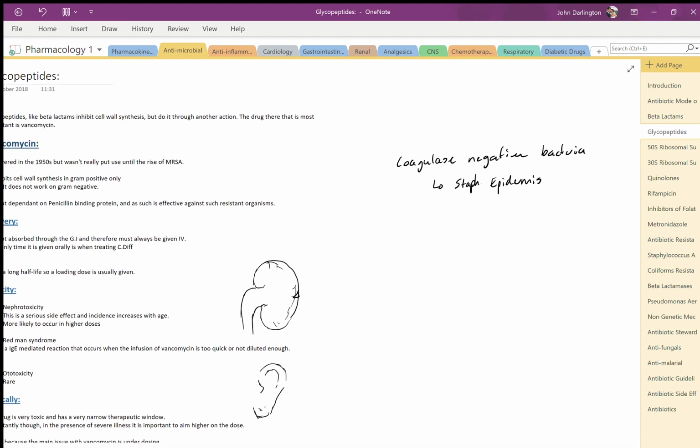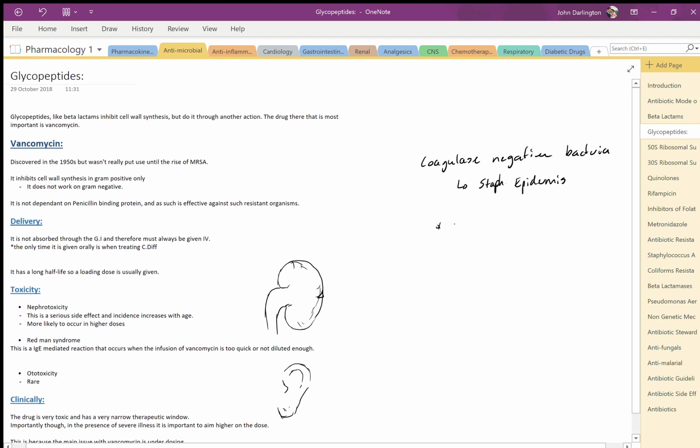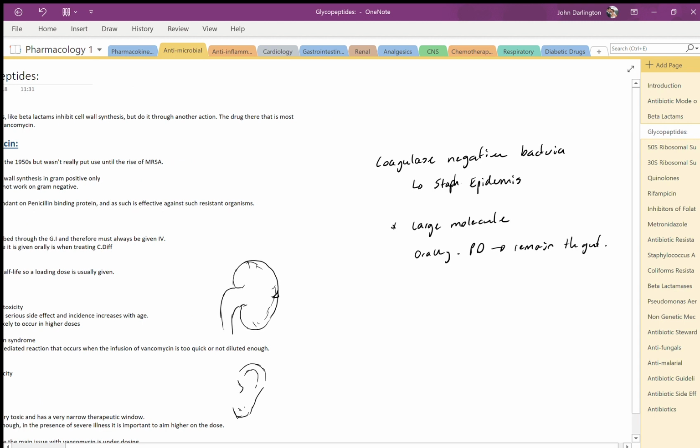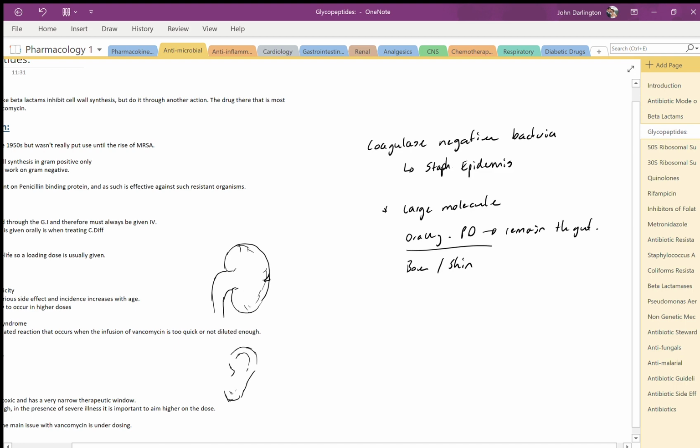Now, a very important thing to know about vancomycin is that it's a large molecule. And you might think, well, what's that got to do with anything? What it means is that wherever it's placed, it stays. So, for example, if you were to give this drug orally, so PO, then it will only remain in the gut. So, what does that mean? That means that if you had an infection in the bone or the skin and you give it orally, it will have no effect. All it will do is clear out all the bacteria within the gut.